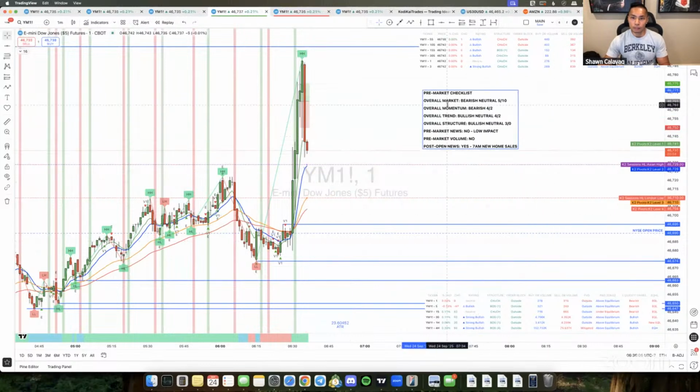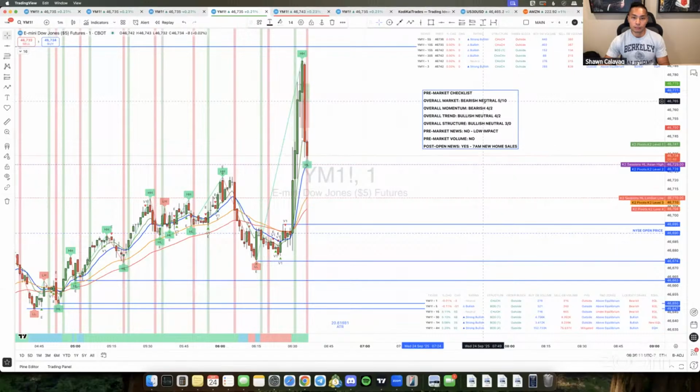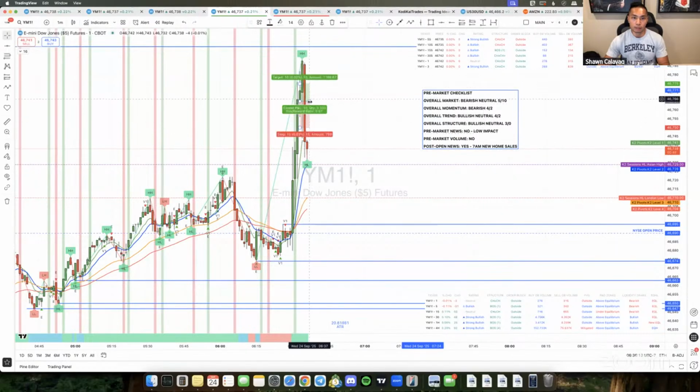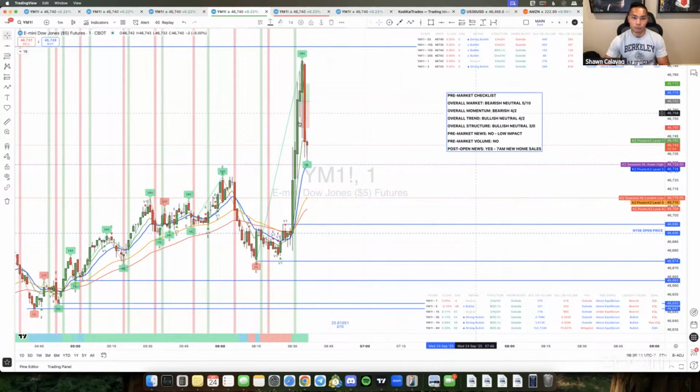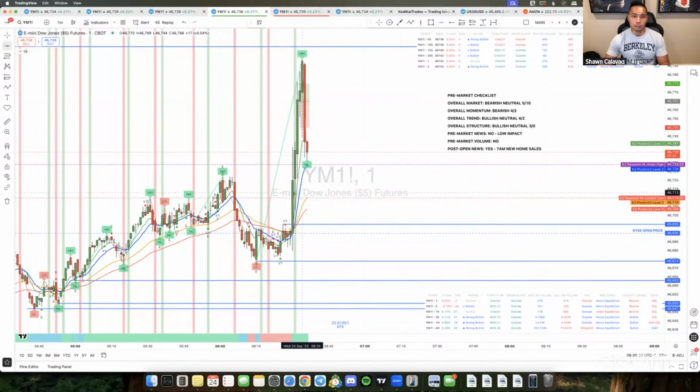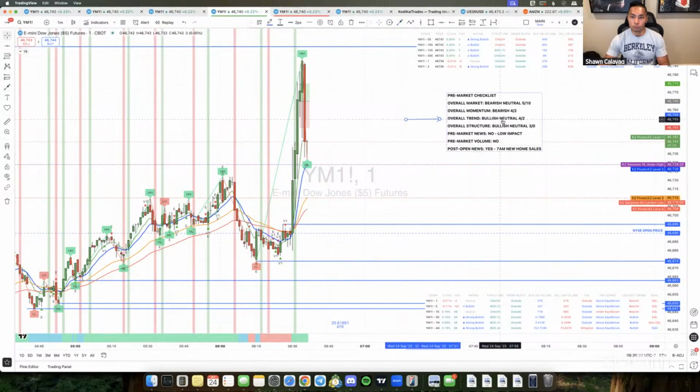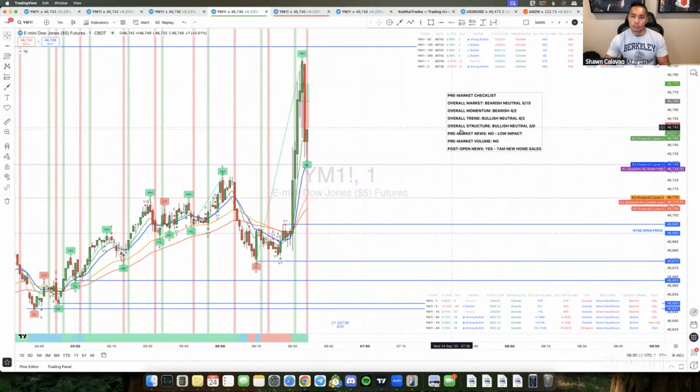So the pre-market checklist, overall market structure was bearish neutral. So the sells did look valid and price is coming back down. So with this being the case, price may continue back down and correct. The only thing here that was really bullish was the overall trend and market structure. Overall trend was bullish neutral: 4 bullish, 2 neutral, 2 bearish. Overall market structure was bullish neutral: 3 bullish, 0 neutral. No pre-market news.